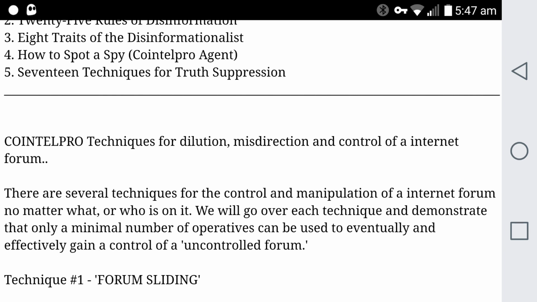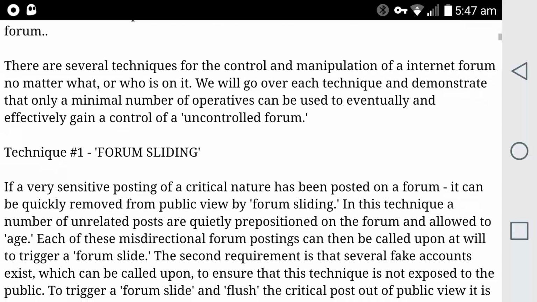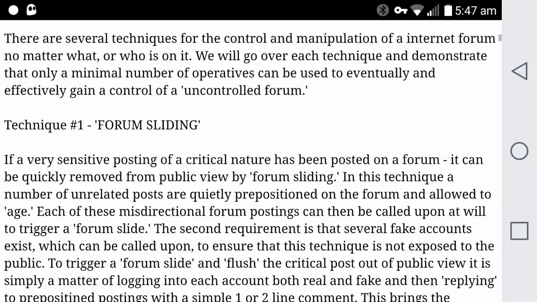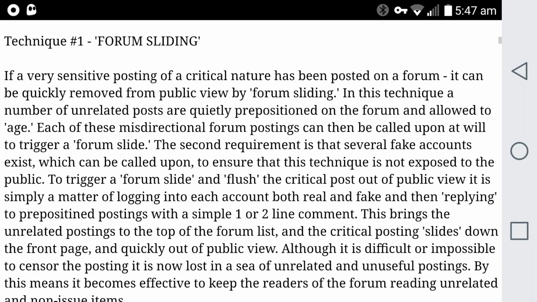First part is COINTELPRO techniques for dilution, misdirection, and control of an internet forum. There are several techniques for the control and manipulation of an internet forum, no matter what or who is on it. We will go over each technique and demonstrate that only a minimal number of operatives can be used to eventually and effectively gain control of an uncontrolled forum. Technique number 1, forum sliding.